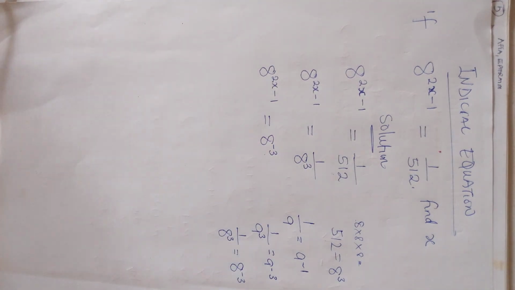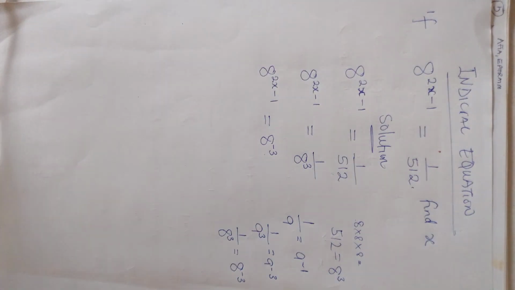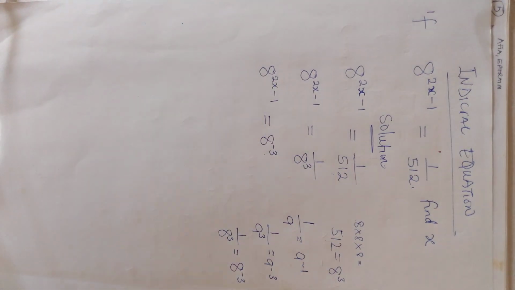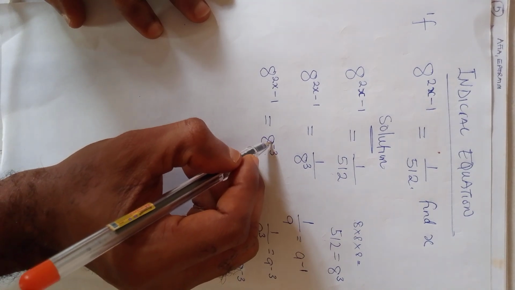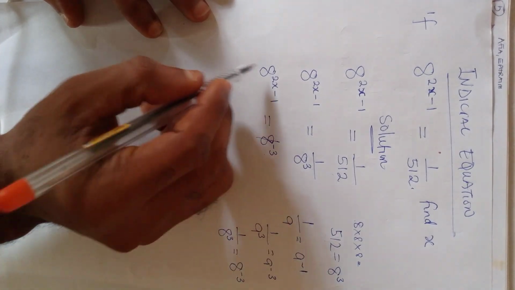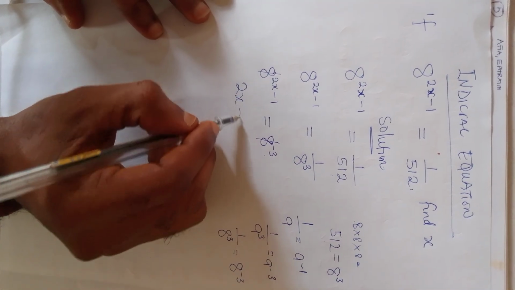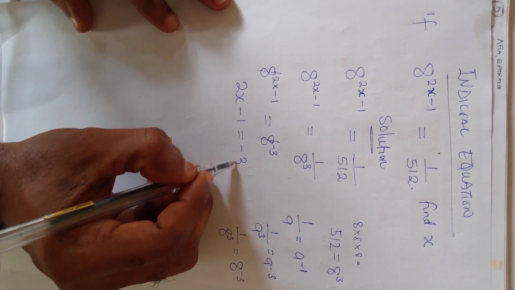Because from the negative law of indices, 1 over a is the same thing as a raised to power minus 1, and 1 over a raised to power 3 is the same thing as a raised to power minus 3. The same thing applies to 1 over 8 raised to power 3. And so from here we can see that we have the same base, so we can cancel it out. So we are going to be left with 2x minus 1 equal to minus 3.